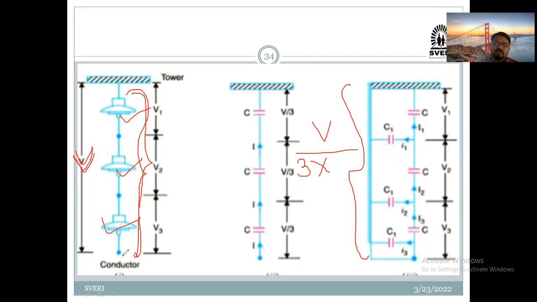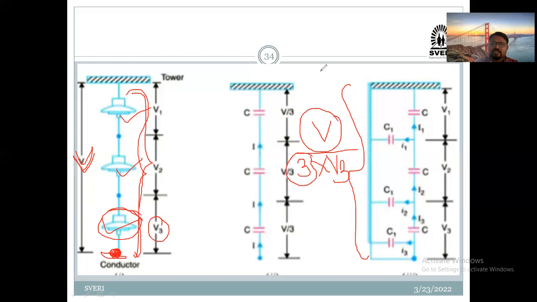Now, the voltage across the disc nearest to the conductor. Where is my conductor? Here. Which disc is nearest to the conductor? The third disc is nearest to the conductor. See, my conductor is here, suspended like this, so this disc is nearest to my conductor. So the voltage across the disc nearest to the conductor, what is the voltage across this disc? That is nothing but V3. So this is my formula related to string efficiency: the total voltage V divided by N, where N is the number of discs, into the voltage across the disc nearest to the conductor.